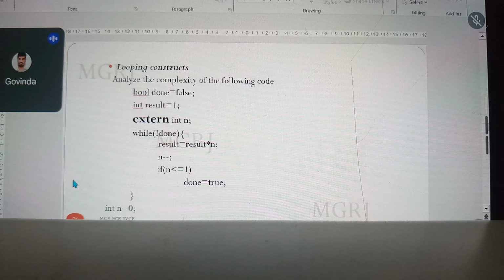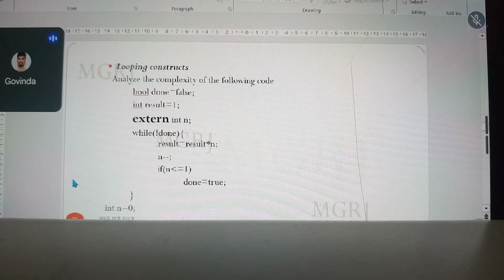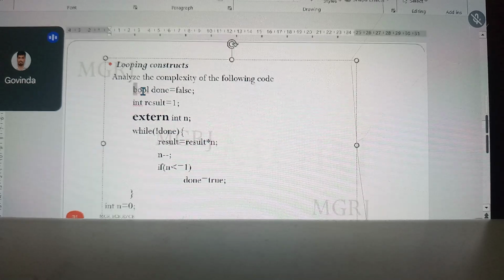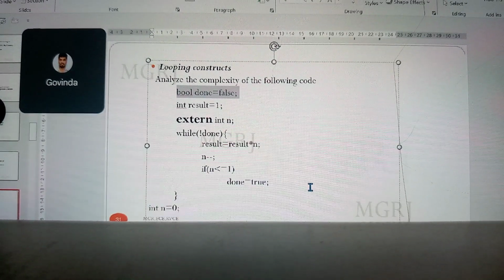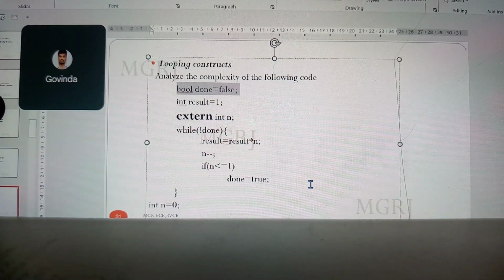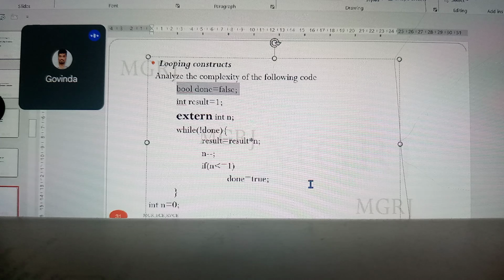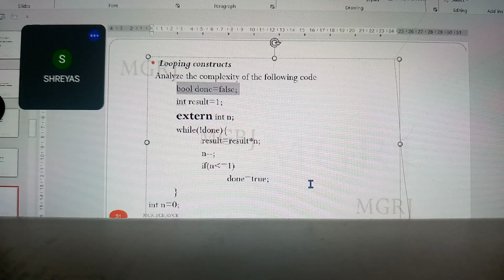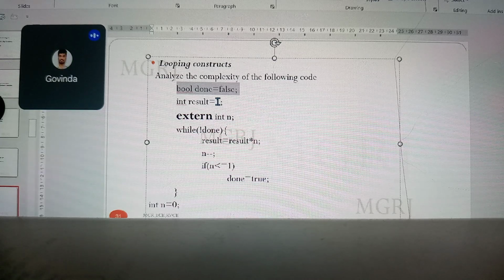Okay. Similarly, there are some other examples. Now tell me, what is this? Bool done equal to false. Is it a constant time statement or what? Yes, it's a constant time statement. Why? Because it will execute only once.